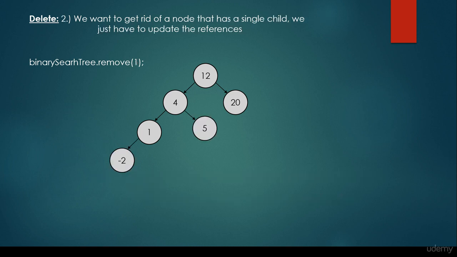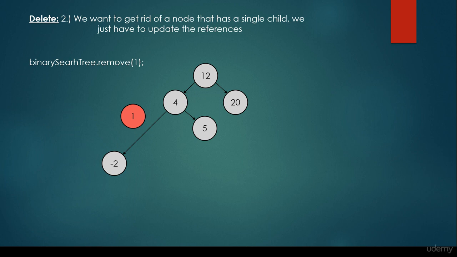The second case is that we want to get rid of a node that has a single child. We just have to update the references. For example, we want to get rid of 1. We start at the root node. 1 is smaller than 12, so we go to the left. 1 is smaller than 4, so we go to the left. And we have found the item we would like to get rid of.